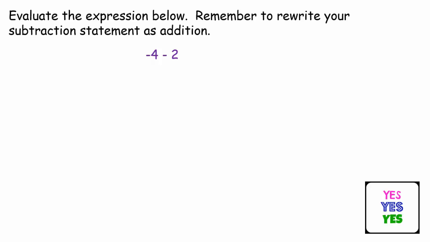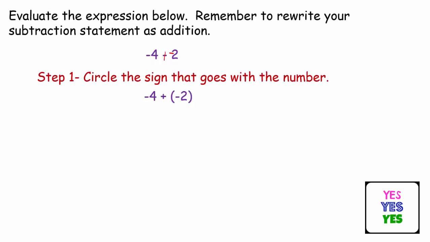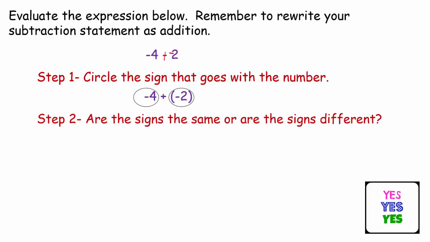Evaluate the expression below. Remember to rewrite your subtraction statement as addition. So instead of -4 minus 2, we change our subtraction to addition, and we change the sign of the number being subtracted. That first number, that -4, remained the same. As soon as we have this written as an addition statement, we're going to circle the sign that goes with the number. The sign is what's right in front of that number. So our first number is -4, the second number is -2. You're going to ask yourself, are those signs the same or are those signs different?